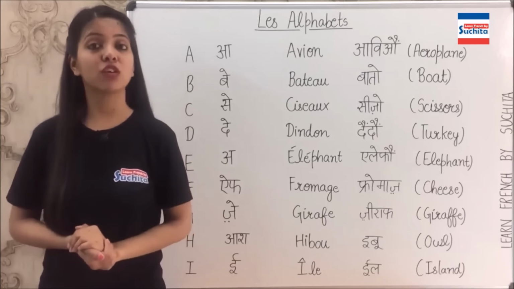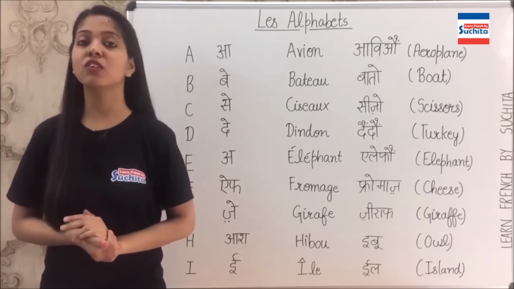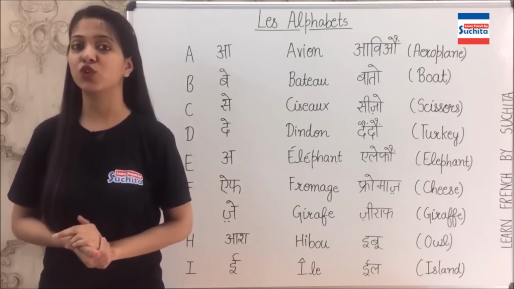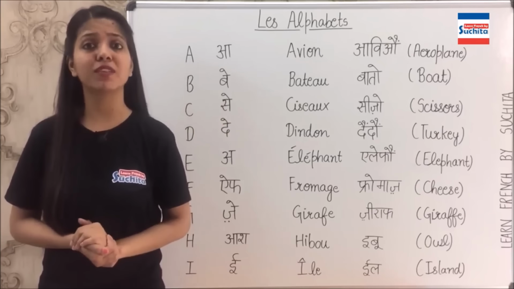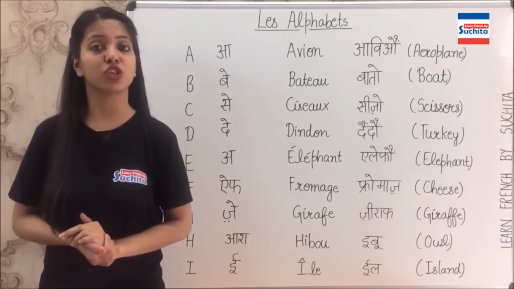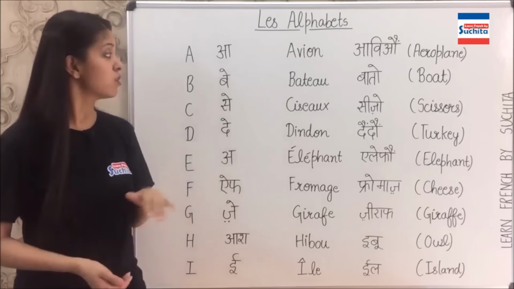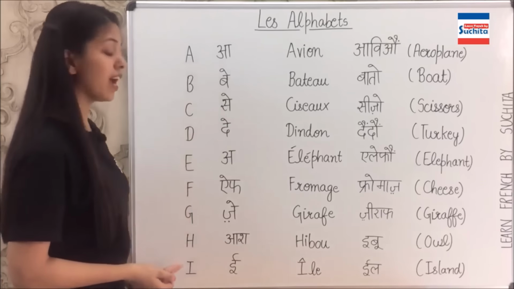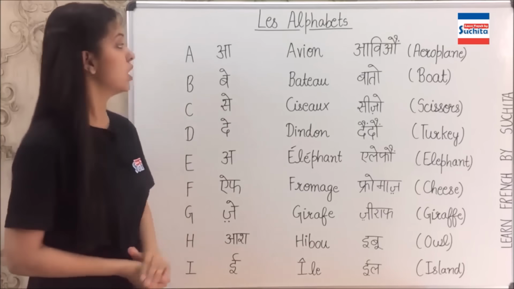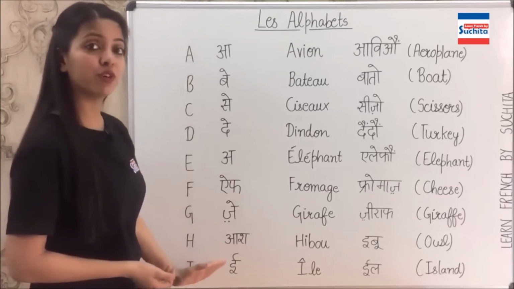My name is Suchita, your French language instructor, and in this video, we are going to learn the alphabets. Now, in French, we have the same 26 alphabets as we have in English, but their pronunciation is different. So, we write them in the same way as we write in English, but their pronunciation would be different.